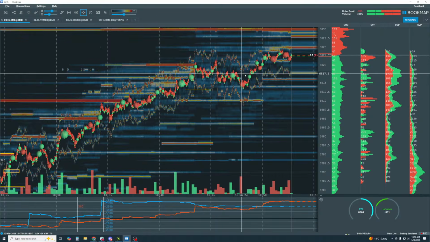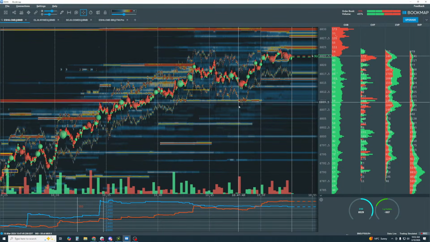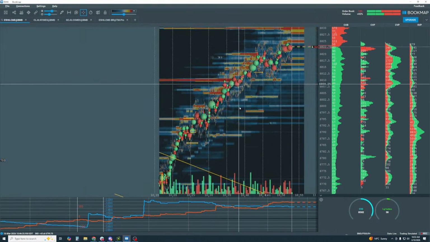Kevin, let's see. How do we set up the large trader chart? Not sure what you mean by large trader chart. I mean zooming out.